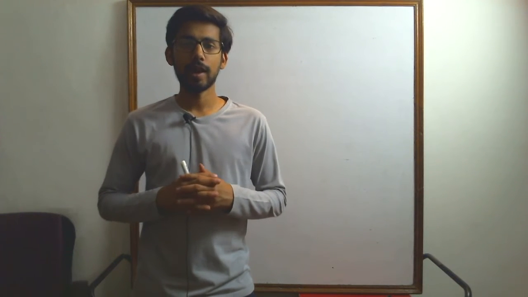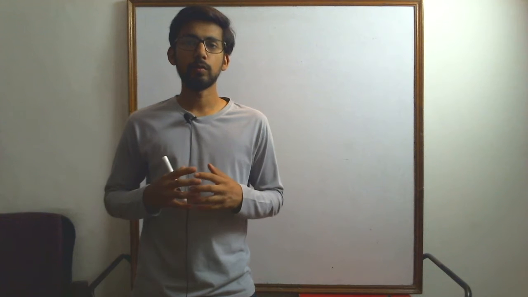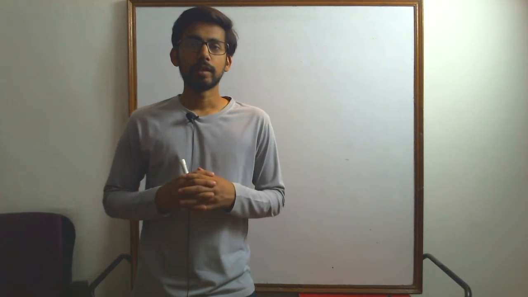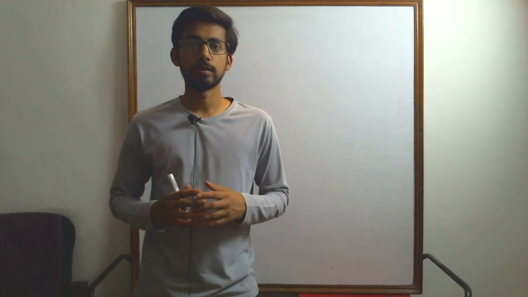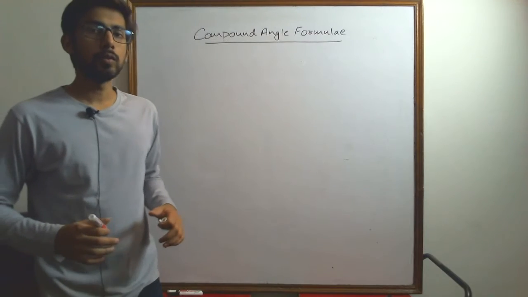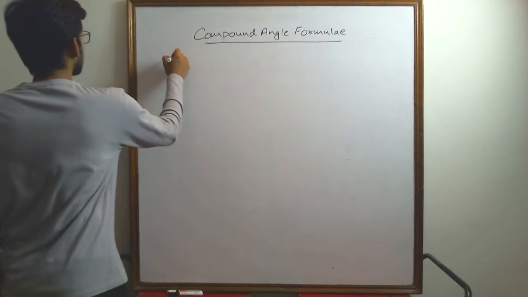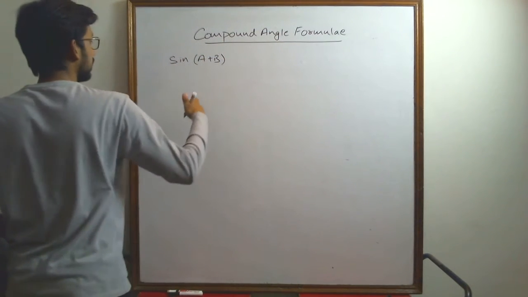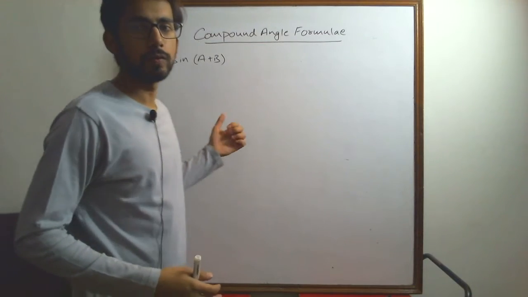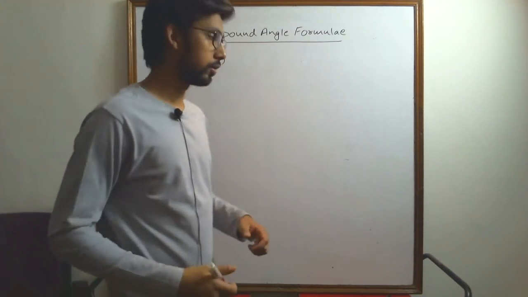My name is Maitray, and in this video we'll be looking at the compound angle formulas in trigonometry. That is the trigonometric ratios of the sum or the difference of two angles. So let's get started. Alright, so we'll start with the derivation of sine A plus B and then use this formula for the derivation of the other trigonometric ratios.